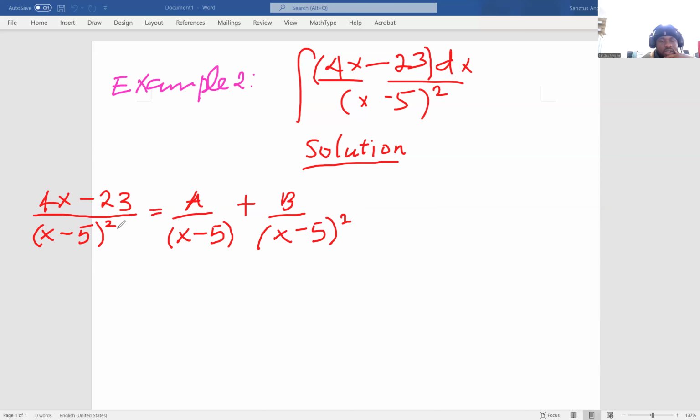If this were to be 3, we will do x minus 5, x minus 5 to the power 2. Then the last one will be plus C over x minus 5 to the power 3, like that. If it is 4, you keep doing it 1, 2, 3, 4, like that. So that is how you resolve partial fractions that have repeated roots.